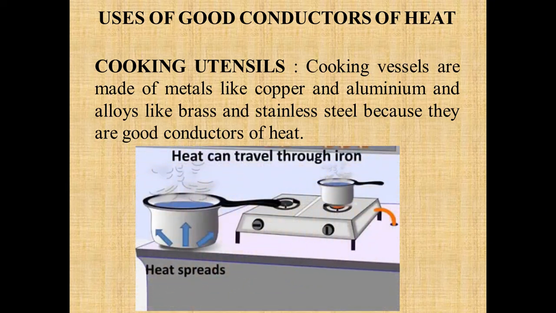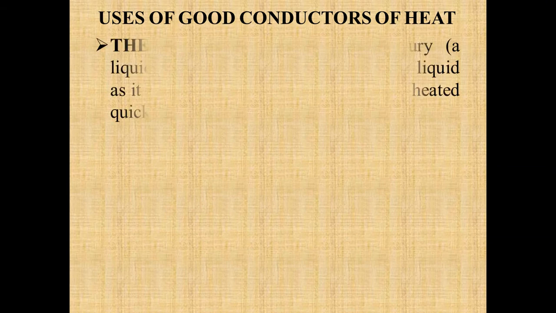So you already knew that all the cooking vessels that you use at home are made up of metals like copper, aluminium, and alloys like brass and stainless steel, because heat can easily travel through metal like iron, and it is easily heated and can easily be spread. That is why all the cooking utensils are made up of good conductors of heat.